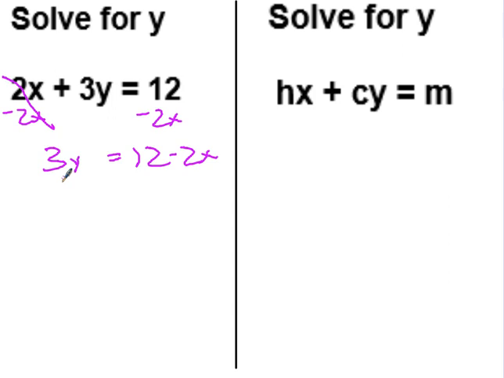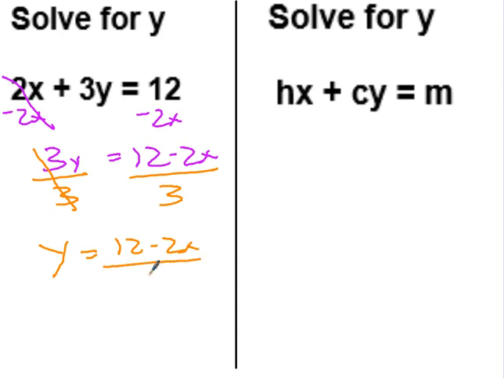Now I have to get y by itself. So then I am going to divide by 3, because that's what I would do to get y by itself. Whatever I do on one side, I have to do on the other side. So I'm left with y equals 12 minus 2x all over 3. And I'm done. I have solved for y.